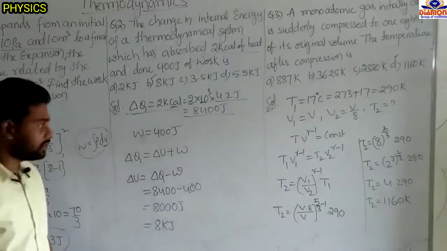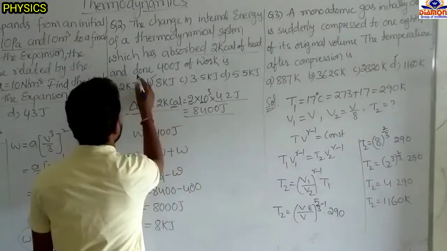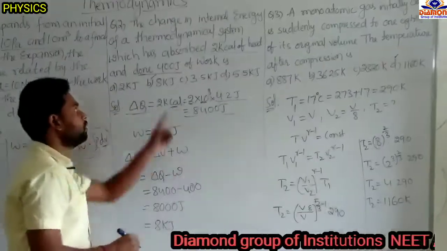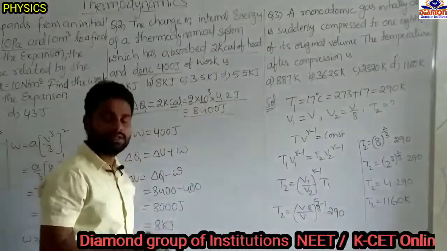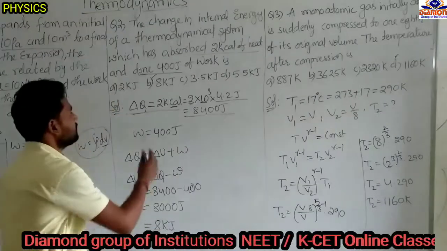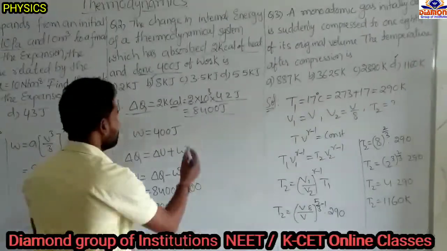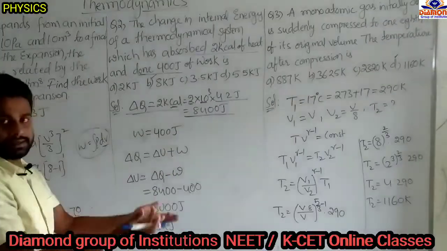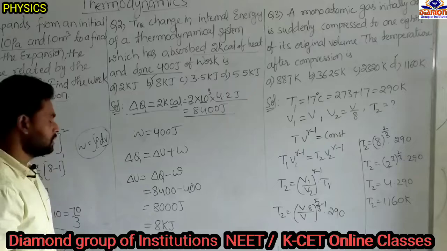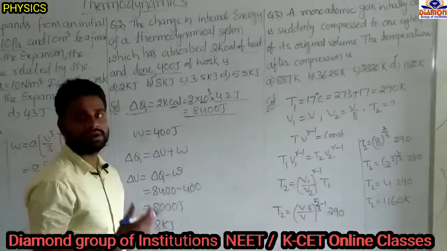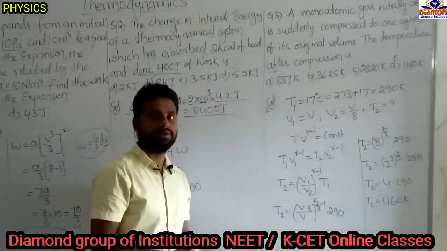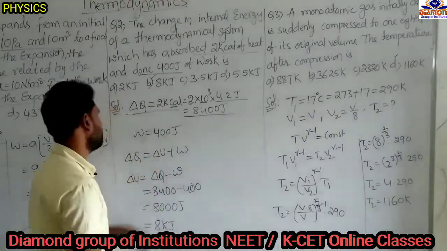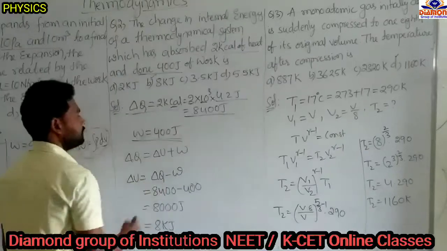Why I am converting this: see the next data, work done 400 joule is given. Here it is joules and there kilocalories, so convert into the same unit system, because the options are also in joules. Now heat absorbed is positive 8400 joules. If work done by the gas is positive, work done on the system is negative. Here work done by the system is 400 joule.